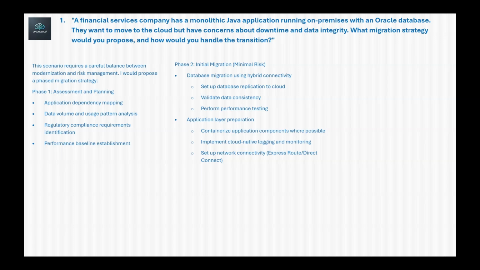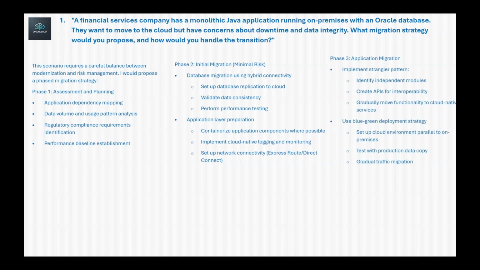And for application layer preparation, I would containerize the application components wherever possible. I know this is a Java application which is monolithic at this moment. If there is a chance for any components to be containerized, I would do that, and implement cloud native logging and monitoring, whatever is available in Azure out of the box if it is in Azure, and set up network connectivity. If I want a private, dedicated network for me, I would go with ExpressRoute. There are multiple ways you can do that. In this scenario, I would choose ExpressRoute.